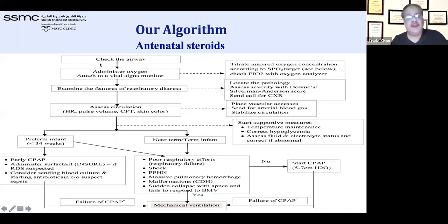Check the airway, administer the oxygen accordingly: 30% maximum in the premature babies and 21% in the full-term babies. Examine the features of respiratory distress. Use your Silverman score, Downes score. Assess the circulation. Don't jump on the numbers.